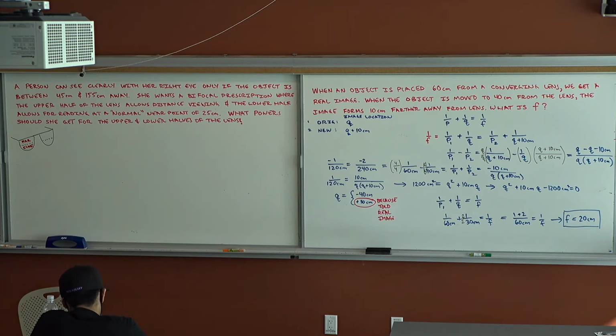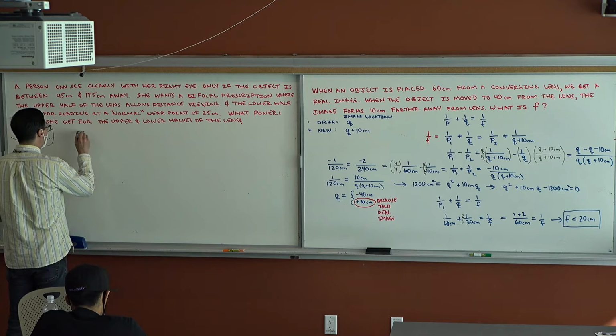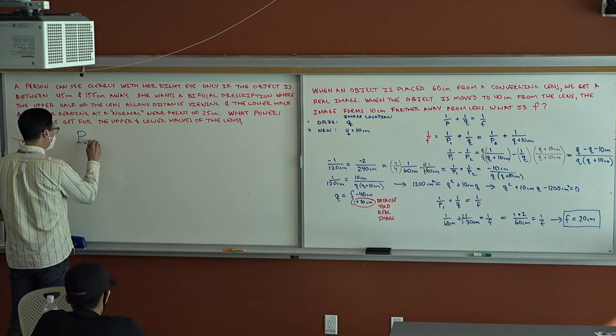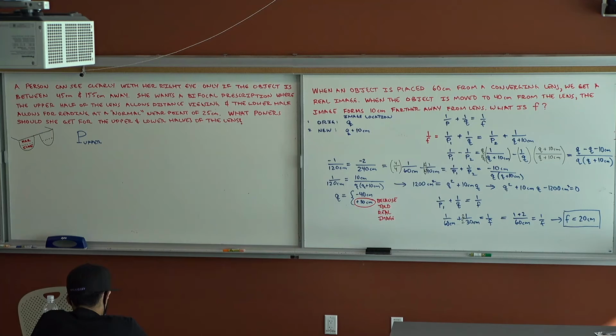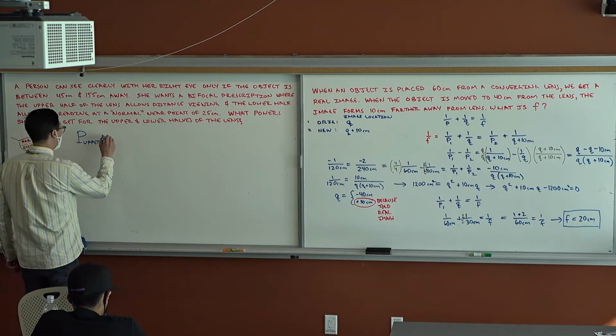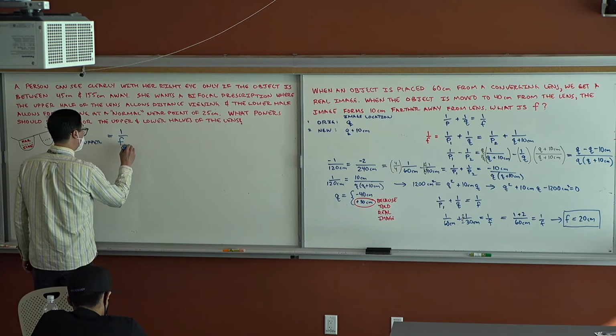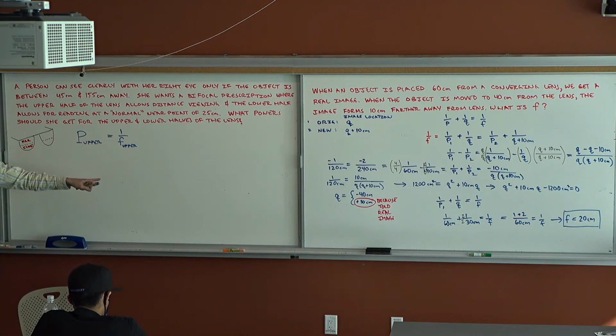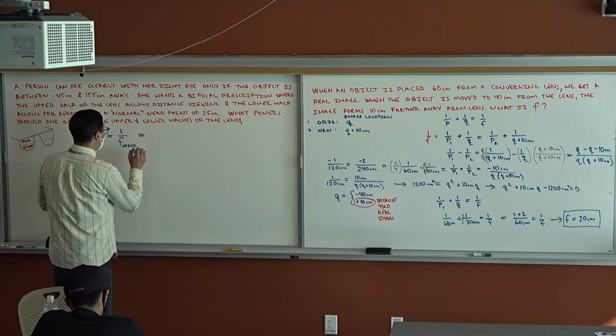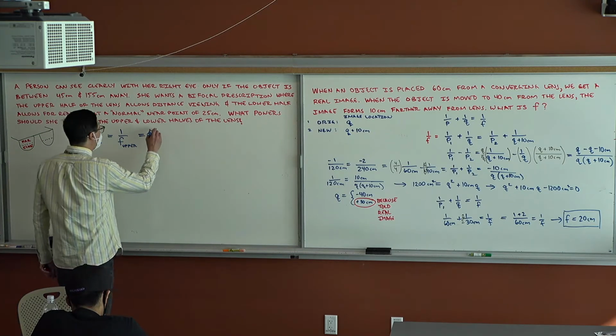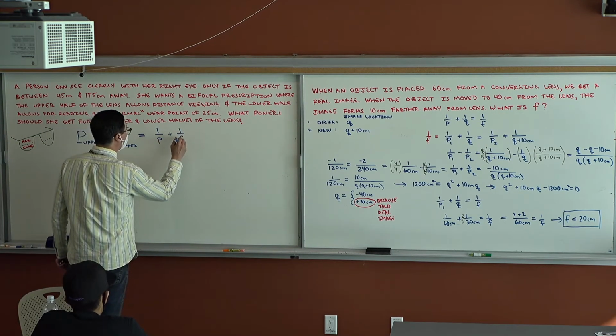So let's turn this into two problems. For the power of the upper part of the lens, that's 1 over f. Remember, power is 1 over the focal length in meters. So we have to do all this in meters, not centimeters. But 1 over f is 1 over p plus 1 over q.